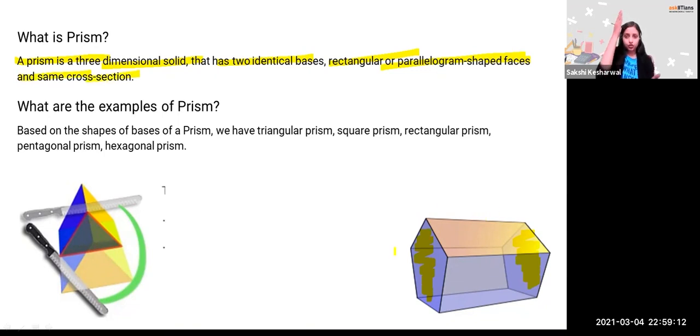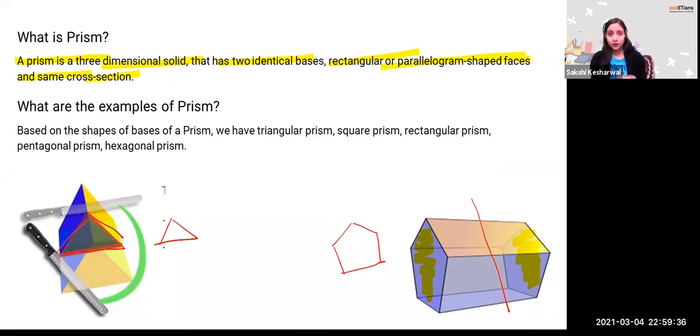Now, what does cross section mean? When you chop it, you will find a polygon, right? So what happens if you chop this? This is a triangular prism, yes or no? When you cut it with a knife, you will just get one triangle. When you cut this, you will get one pentagon, yes, because this is a pentagonal prism, right? What are the examples of the prism?